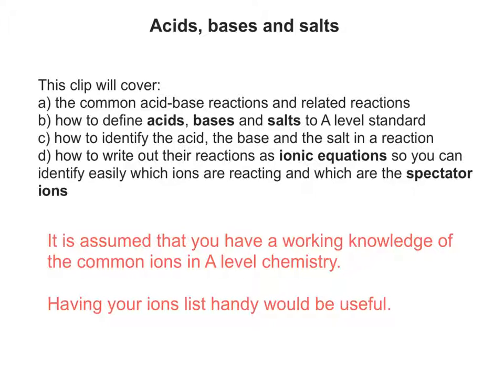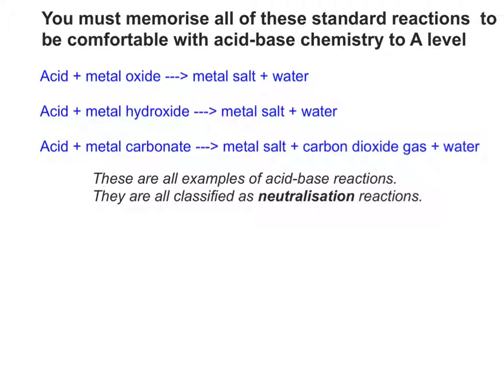It'll be assumed throughout this clip that you have a working knowledge of the common ions in A-level chemistry, so having your ions list handy would be really useful. So there's some standard reactions that you need to be able to memorise and commit to memory so that you can apply them to any pairing of an acid with either a metal oxide, a metal hydroxide or a metal carbonate. So these three standard reactions are examples of acid-base reactions, and they're all classified as neutralisation reactions.